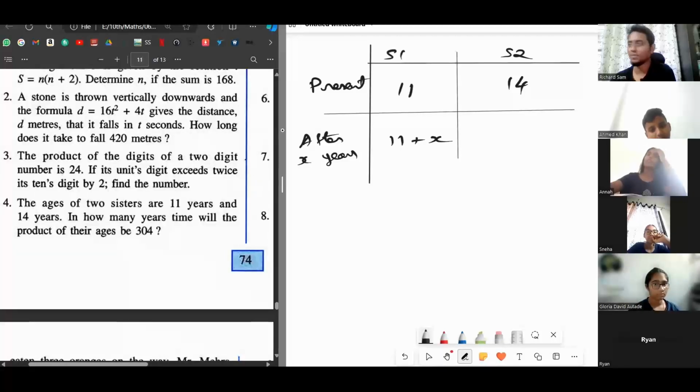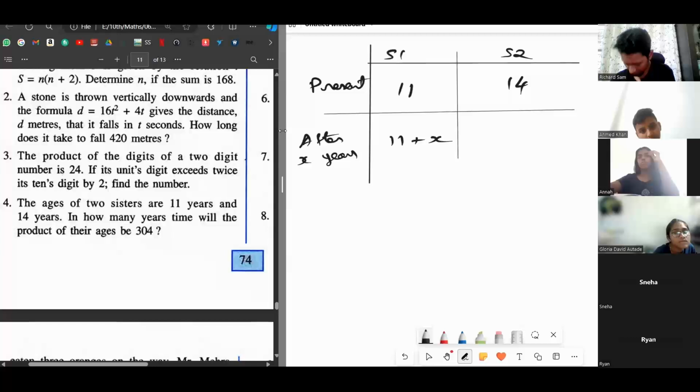Correct. Right now, if her age is 11, after 2 years, what is her age? 13, 11 plus 2. After 5 years, 11 plus 5. So you're just adding that plus x. Is that clear? And what about the other sister's age? What will her age be? 14 plus x. Okay, their future ages.